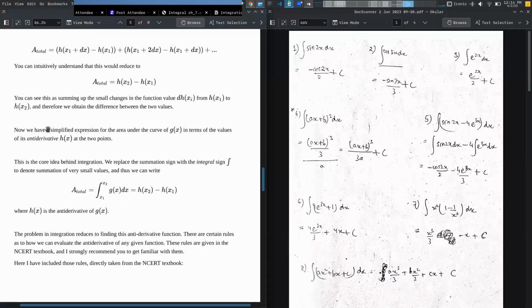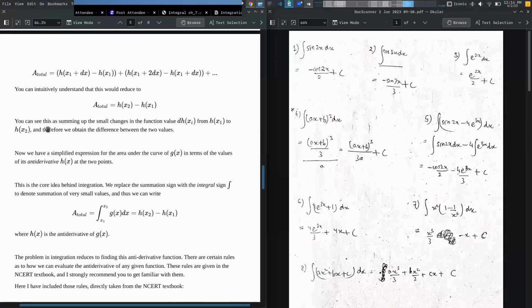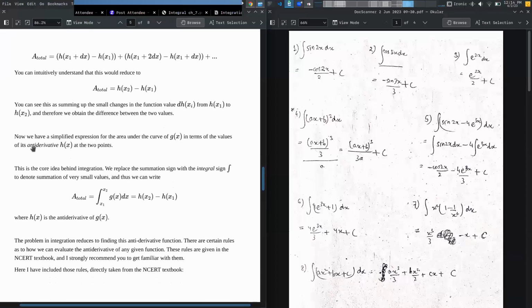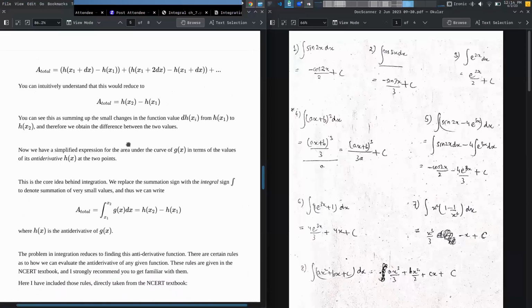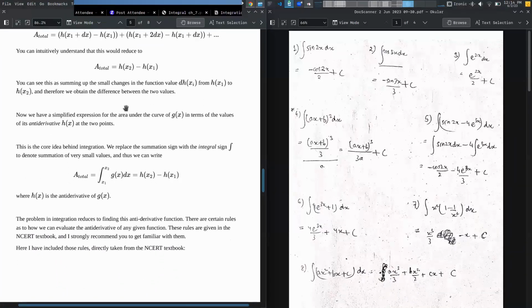Now we have a simplified expression for the area under the curve of g(x) in terms of the value of its antiderivative h(x) at the two points. This is the core idea behind integration. We replace the summation sign with the integral sign to denote the summation of very small values. The integral sign is nothing but a summation sign. And thus we can write A total is the integral from x1 to x2 of g(x) dx, which is simply h(x2) minus h(x1), where h is the antiderivative of g.